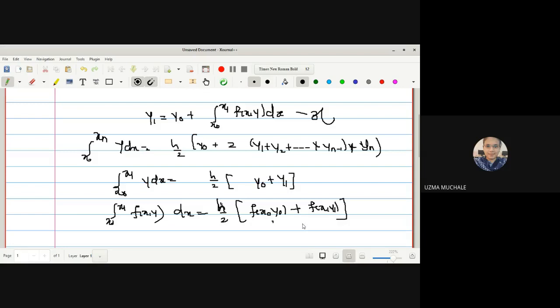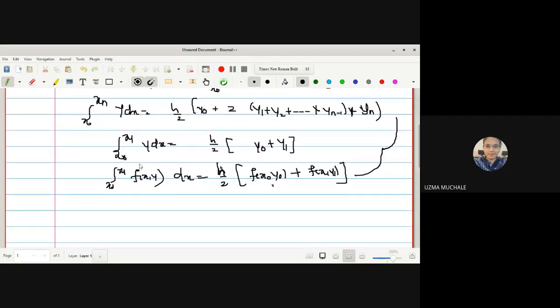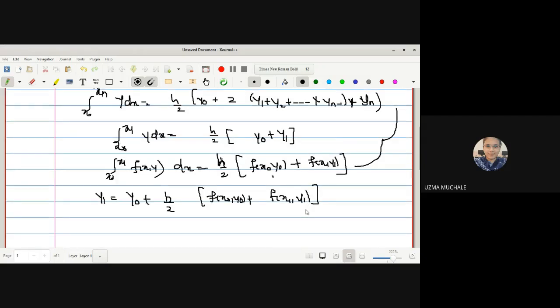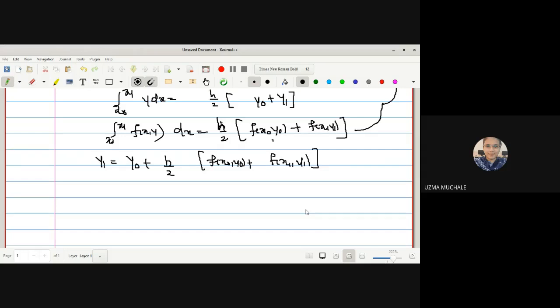Let us substitute this in our equation 3. Using this in equation 3, we have y1 is equal to y naught plus h by 2 times f of x naught y naught plus f of x1 y1. Now this is the y1 we have found. Now actually we are going to use an approximation method, so we will find y1 raised to n plus 1, because as I told you, with the help of this one also we are getting some error.